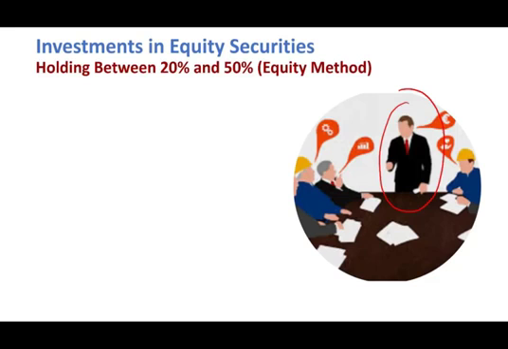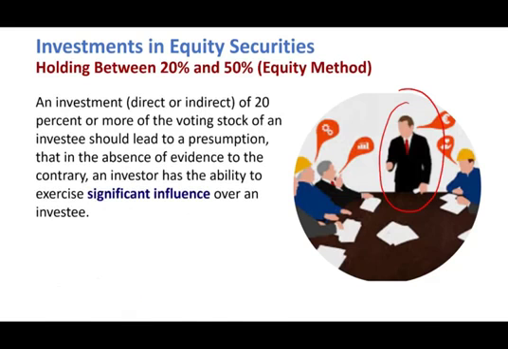Or maybe you have between 20 to 50 and the rest are small accounts. So you have more influence than other people. So you assume to have a significant influence. So any investment, direct or indirect, sometimes you might own a company that owns shares in other companies. Well, you own that company. You don't have to own it directly.